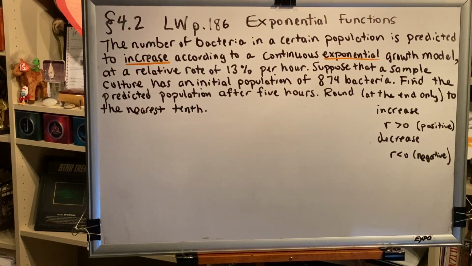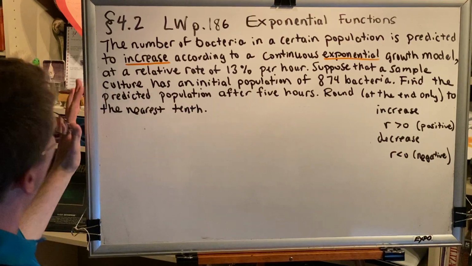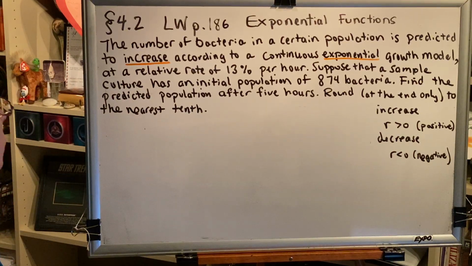We continue learning workbook page 186 with this problem that you might see in Alex. The number of bacteria in a certain population is predicted to increase according to a continuous exponential growth model at a relative rate of 13% per hour. Suppose that a sample culture has an initial population of 874 bacteria. Find the predicted population after 5 hours. Round, at the end only, to the nearest tenth.